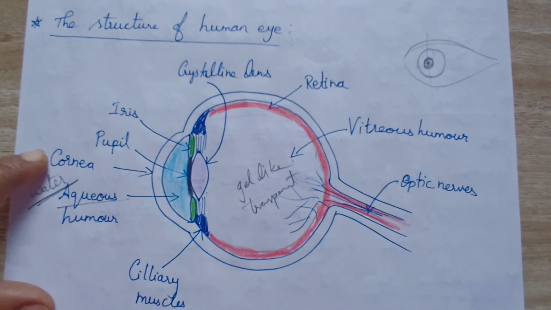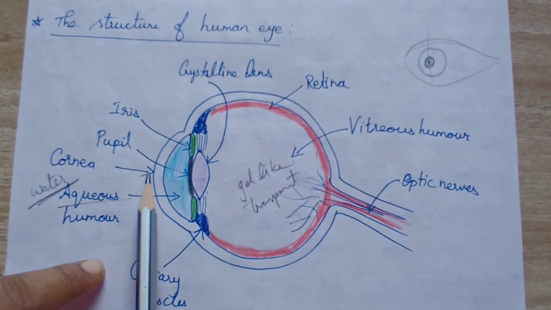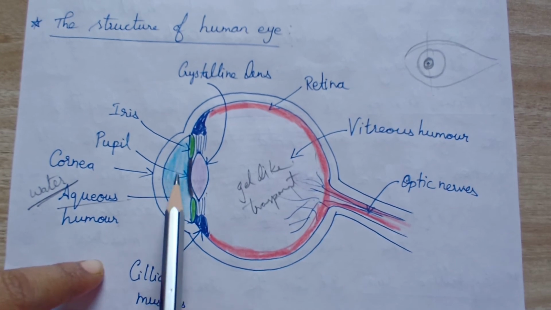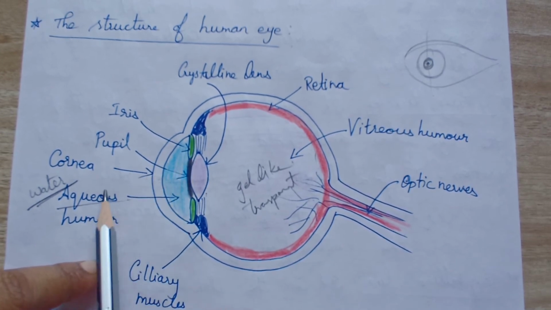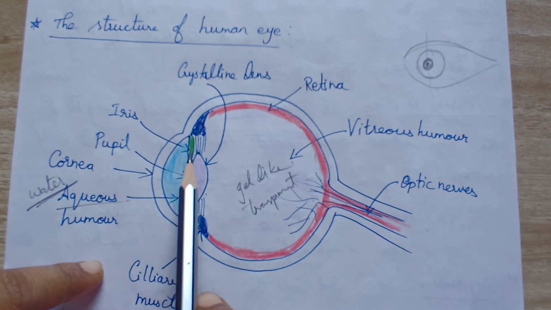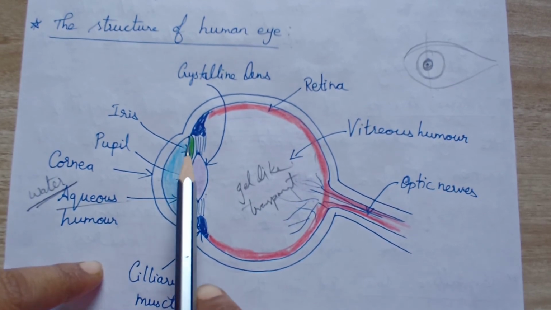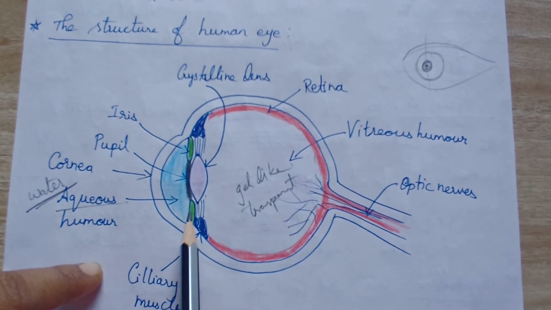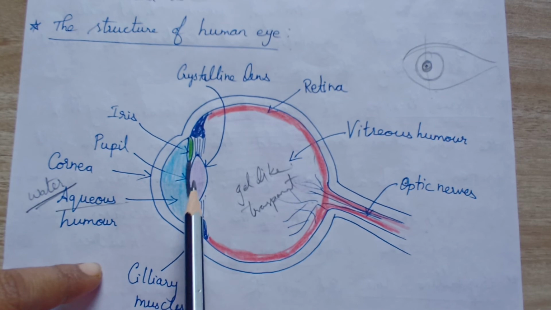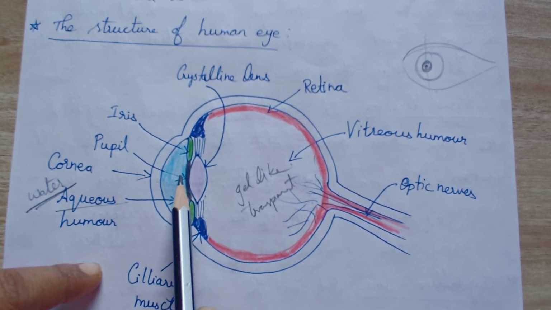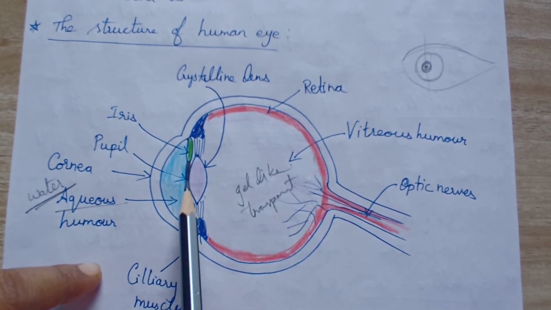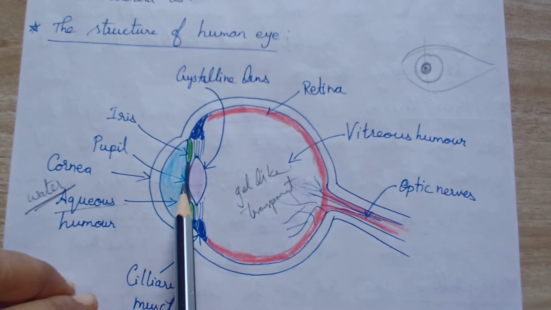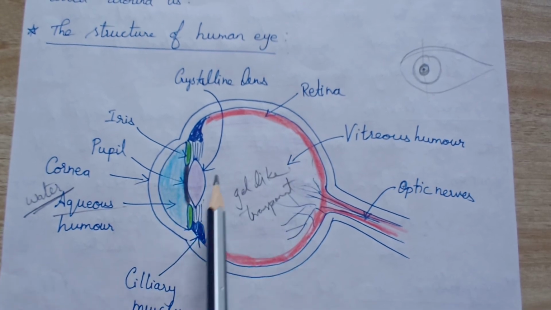So we'll go for a quick recap. The front portion of the eye is the cornea. Behind this you will have the aqueous humor, the space between the iris and the cornea. The iris controls the size of the pupil. This is a muscular diaphragm. Light will not pass through this muscular diaphragm, but in the center of the iris you have a hole called the pupil. The iris controls the size of the pupil, and the pupil controls the amount of light entering.